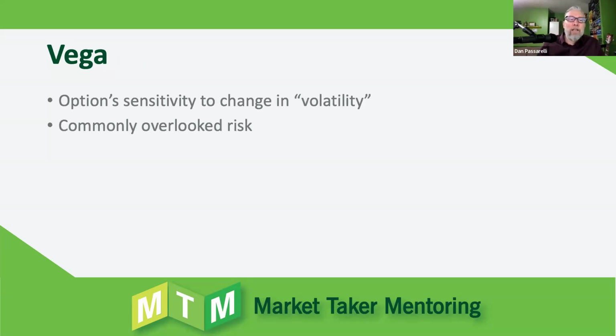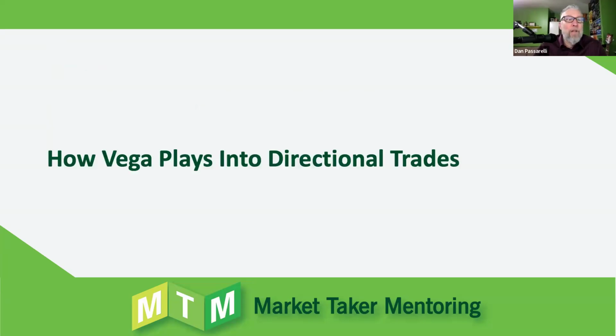And then finally, we have Vega. Vega is an option's sensitivity to volatility, specifically implied volatility, the volatility embedded in the price of an option. It is a very commonly overlooked risk.